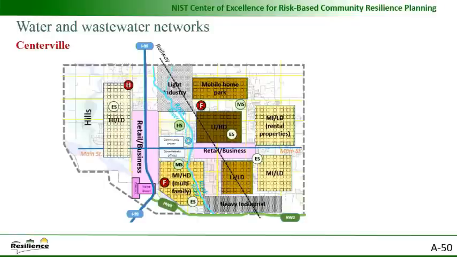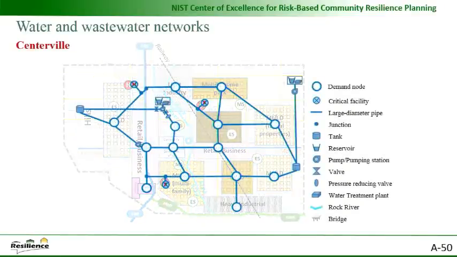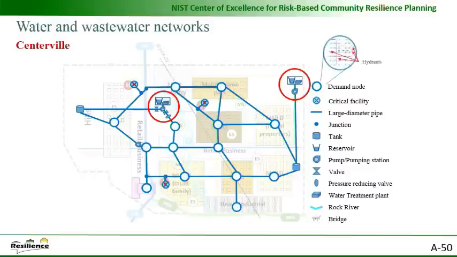Considering Centerville, the water network consists of 14 demand nodes, 2 tanks, and 5 junctions connected by 29 large diameter pipelines. A reservoir with a treatment plant and a pumping station provides water to the system. A backup source of water is represented by the northeastern well. Small diameter distribution lines receiving water from trunk lines and distributing it to consumers are included in the demand nodes.